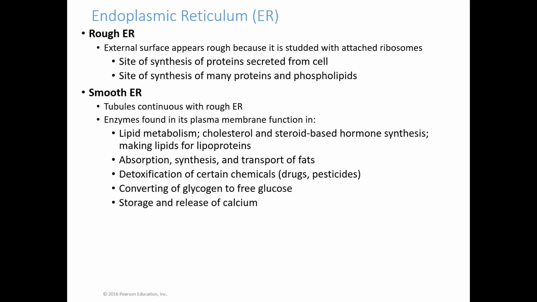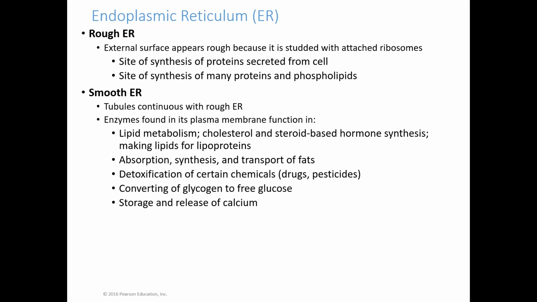Now, two big things that we see here. One is storing calcium. In our skeletal muscle, we depend on vast amounts of calcium to flood our skeletal muscle cells, to allow muscle contractions to take place. Where does that calcium come from? It's stored in the smooth ER that surrounds our skeletal muscle cells.